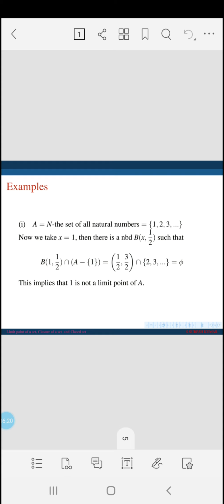Similarly, we can see that 2, 3 are not limit points of A. From this, we find that every element of N is not a limit point of N.